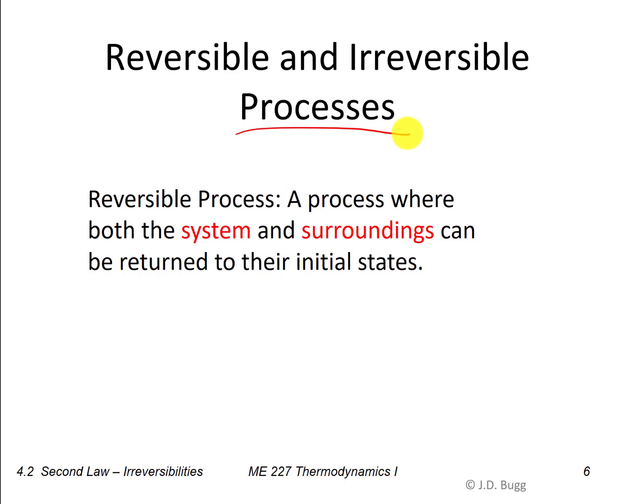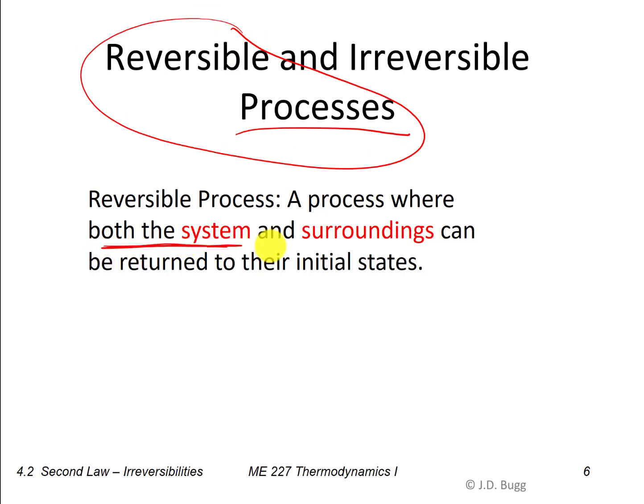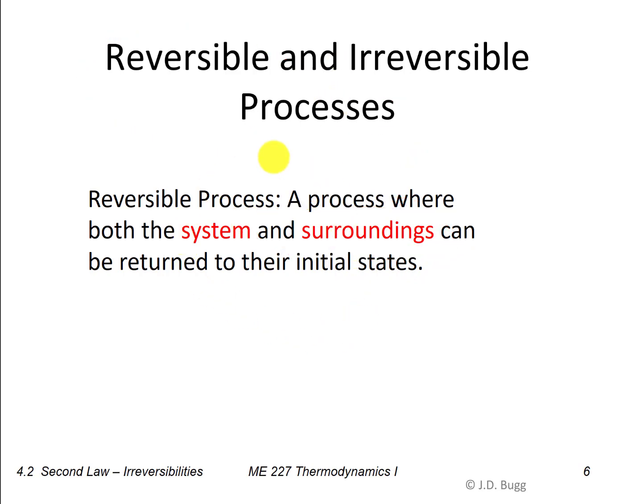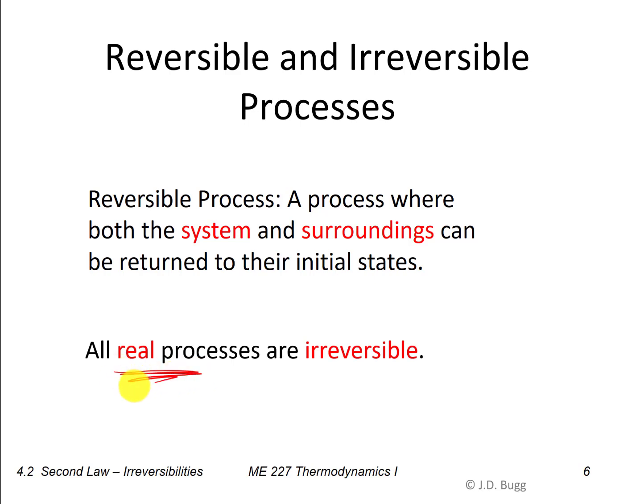Now, a key thing here is to realize that to have a reversible process, both the system and the surroundings have to get back to their initial states. And this is the kicker. We need to remember the surroundings also need to get back to their original state to have a reversible process. So we're going to talk about this for a little while. It's very important to realize that all real processes are irreversible. And we'll return to this statement a little bit later on and talk about why this is true.